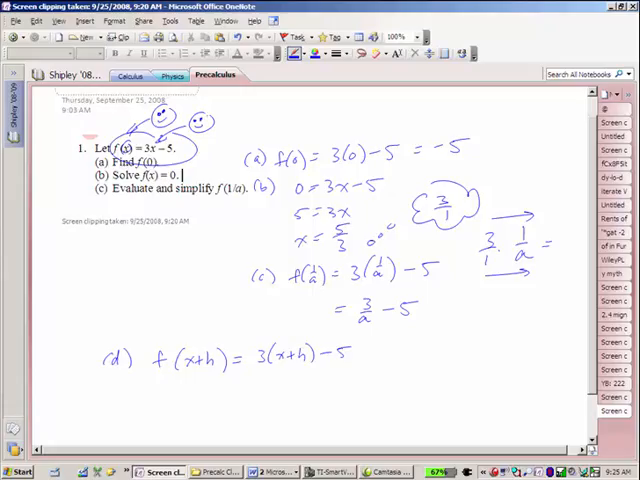So the rule says take whatever it is that's in there, whatever that smiley face is, and do 3 times the smiley face minus 5. Do you see how that's what Sam did? If this is the smiley face, then you plug that in and you get 3 times whatever the smiley face is, minus 5.